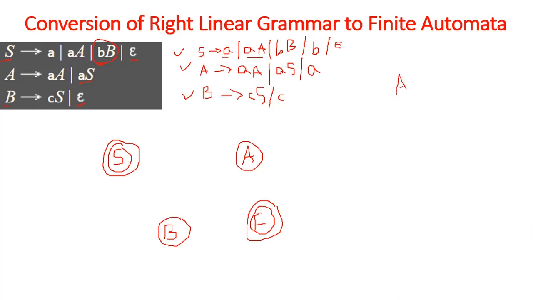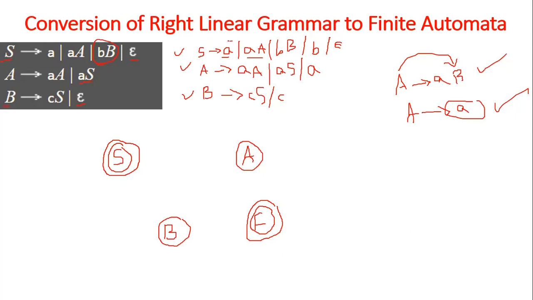If your production is in the form of A tends to aB, you have to add a transition from A to B on input symbol a. If you have a production like A tends to small a, you have to add a transition from A to the final state on input symbol a. Okay, so let us do one by one. Any production will be either in this form or in this form.